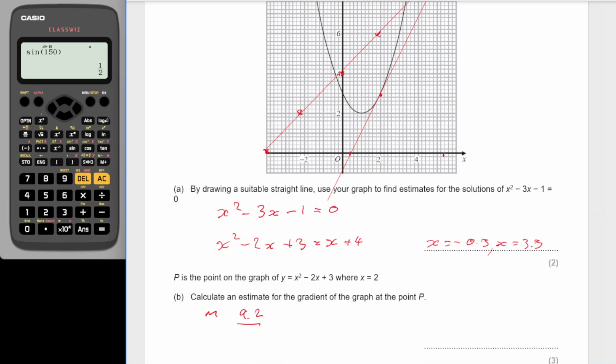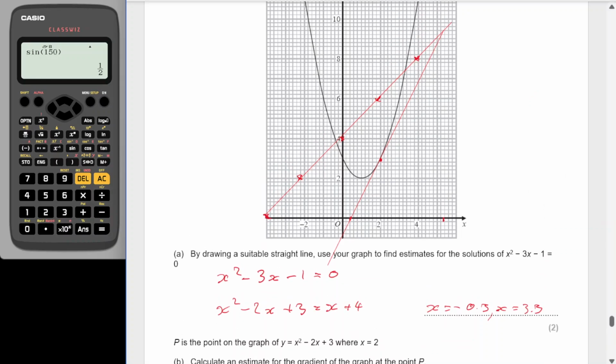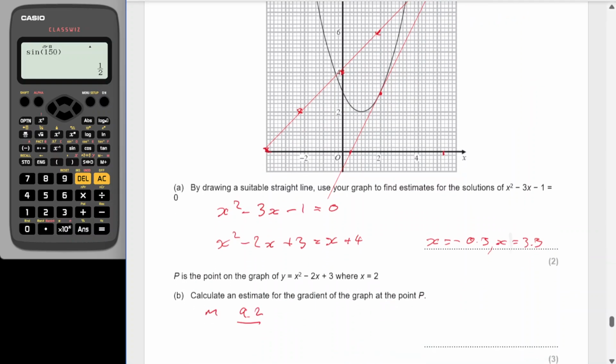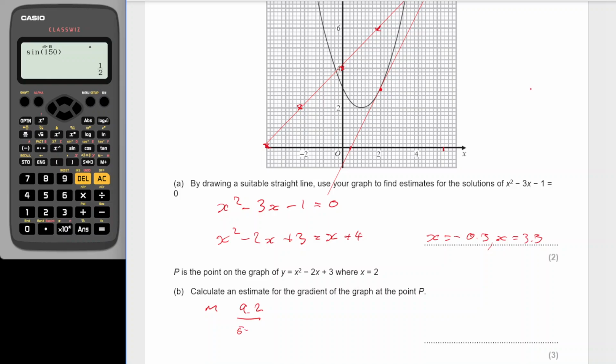M is equal to 9.2 divided by, what have we got here? It looks like 3.4. Sorry, 5.4, 5.4 minus 0.4. So we're looking at 9.2 divided by 5. So I'm going 1.84.